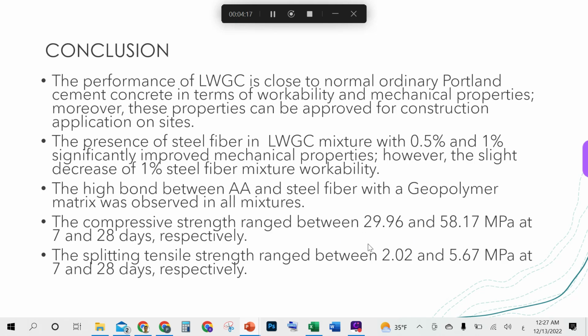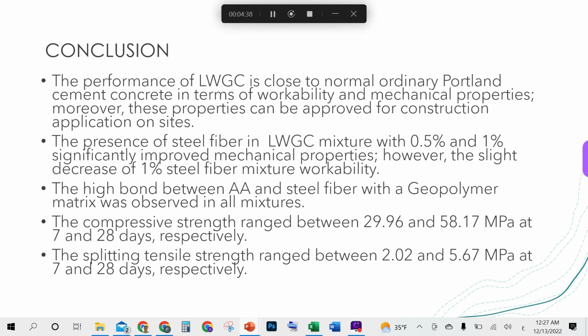And this is the conclusion. We have 5 points for the conclusion. The performance of lightweight aggregate geopolymer concrete is close to normal ordinary Portland cement concrete in terms of workability and mechanical properties. Moreover, these properties can be approved for construction applications on sites.